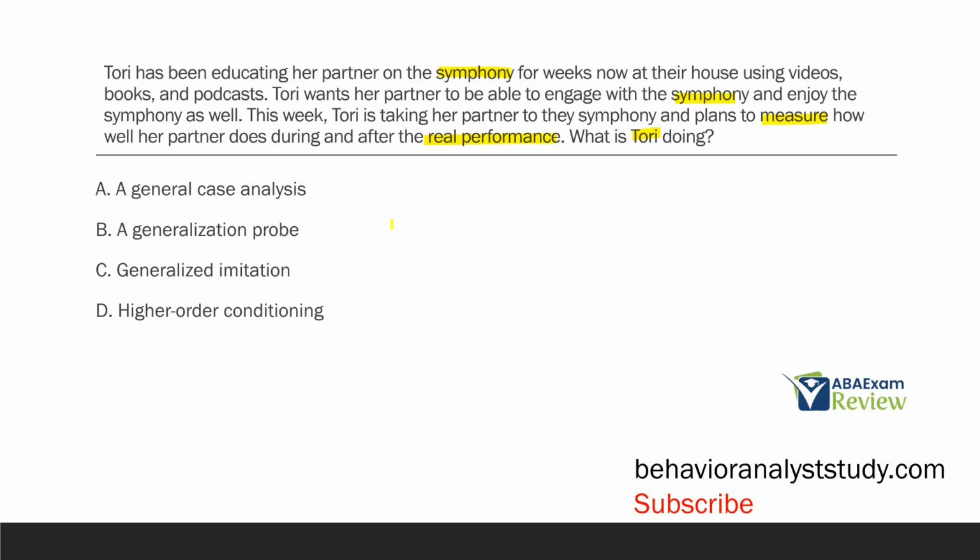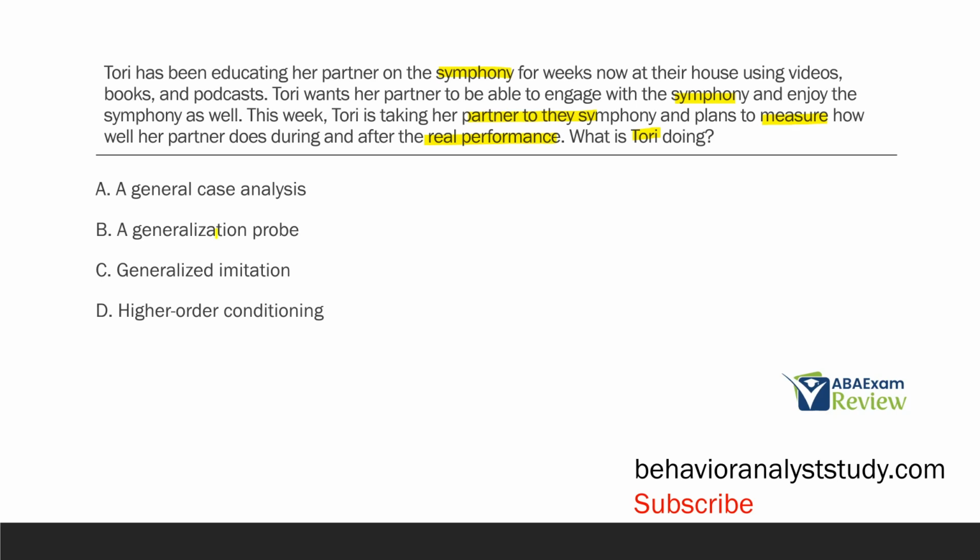But she's way past the teaching part. Now she wants to take the partner to the symphony after teaching and measure how well they do. What she's doing is B, a generalization probe. After we've programmed for generalization, we've taught the skill, we've worked on it, we need to go see how effective it has been.